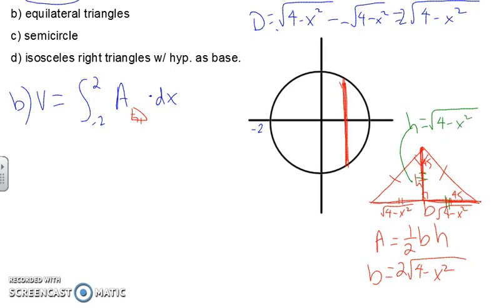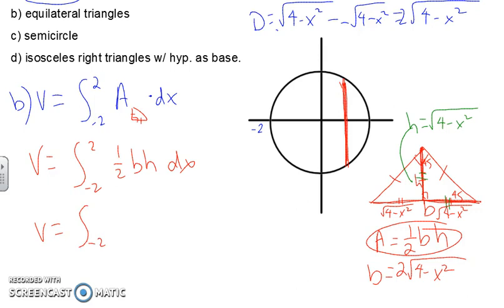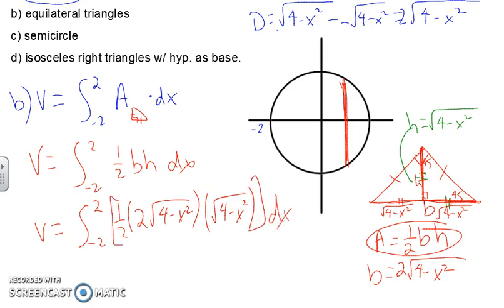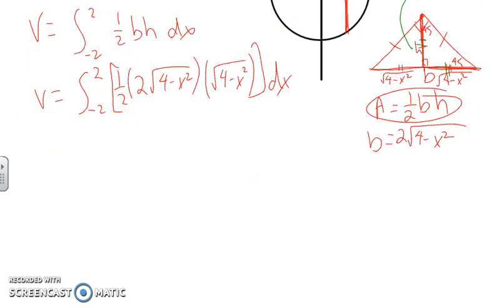Right? So now the area formula that I'm going to plug in here, the volume would equal the integral from -2 to +2 of 1/2 base times height dx. So the volume would equal the integral from -2 to +2 of 1/2, and if you want, I should have pulled the 1/2 out in front, but 1/2 of the base was 2 square root of 4 minus x squared, and the height was just the square root of 4 minus x squared. There's my integrand dx.